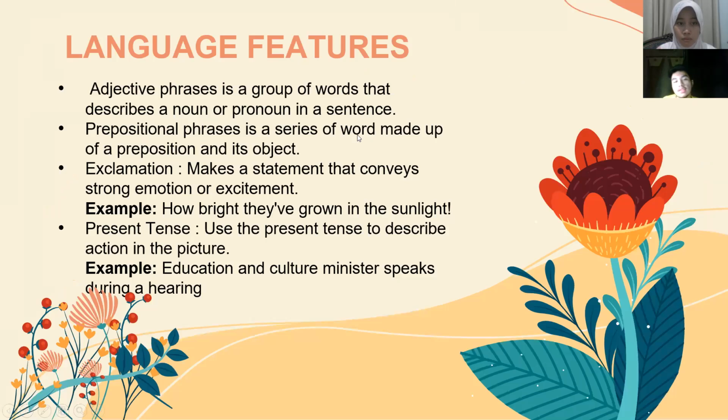And we continue with adjective. Adjective phrase is a group of words that describes a noun or pronoun in a sentence. Prepositional phrase is a series of words made up of a preposition and its object. Exclamation makes a statement that conveys strong emotion or excitement, like how bright they've grown in the sunlight. Present tense. We use present tense to describe action in the picture. For example, education and culture minister speaks during a hearing.